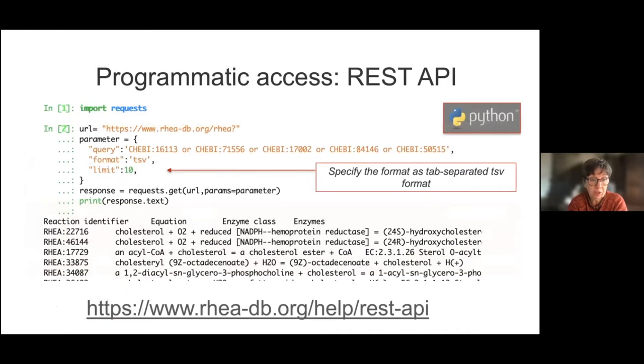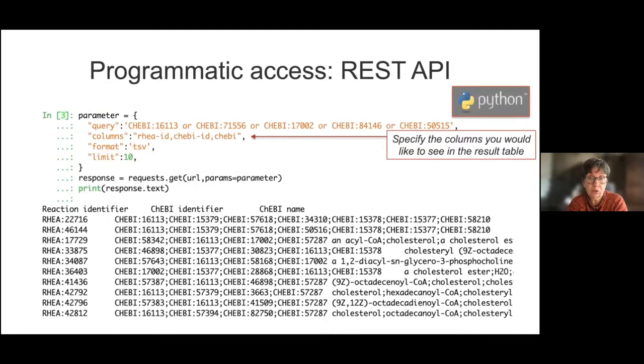These searches are available by programmatic access. For the bioinformatician, we have a REST API that allows you to programmatically access the data. Here is an example of a query. The results are provided in tab-separated format, but you can change the format. It's an example in Python, but other languages are also available, like JavaScript or Java. And you can also specify the columns you would like to see in the result table. In case you have some questions, do not hesitate to contact Parit, who developed this programmatic access functionality.